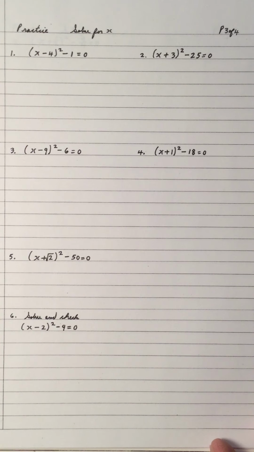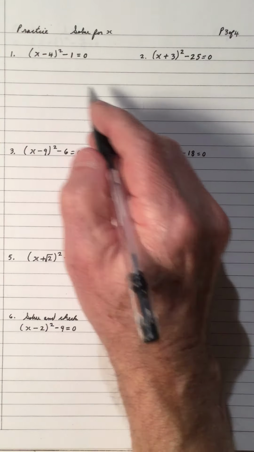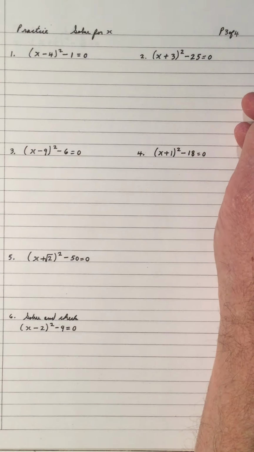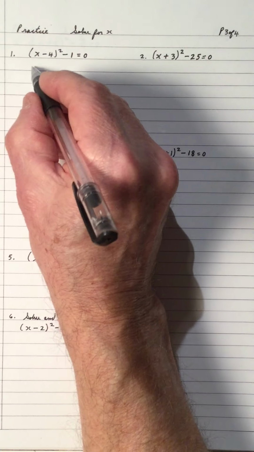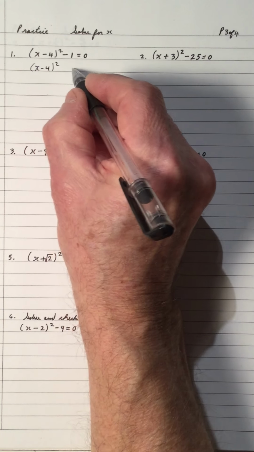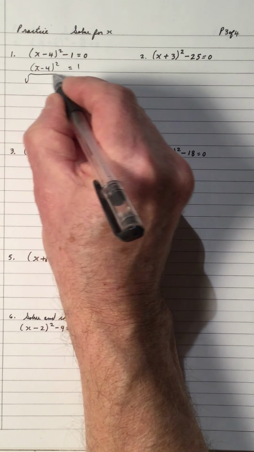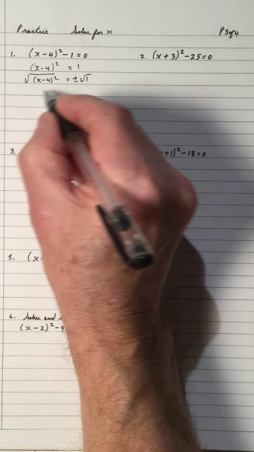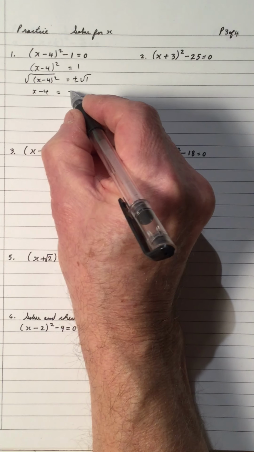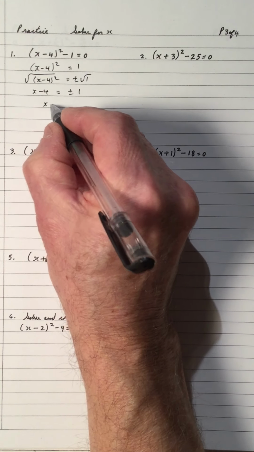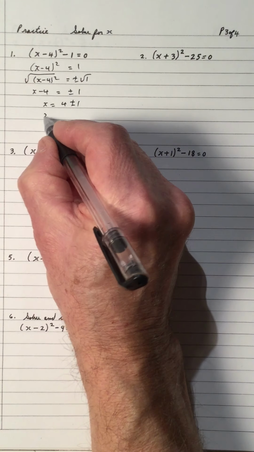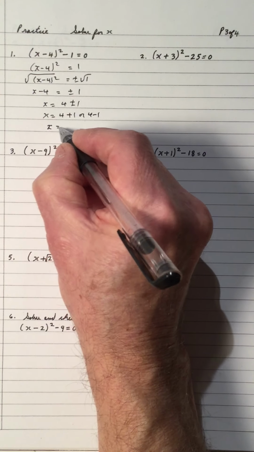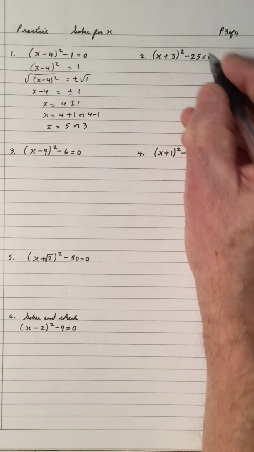And more practice. Practice means giving you a chance to work each one of these out. Pause the video, work one out at a time, and press play for each one to see if you got it right. So here we go. x minus 4 squared equals 1. The square root of x minus 4 squared equals plus or minus the root of 1. x minus 4 equals plus or minus 1, since the square root of 1 is 1. So x equals 4 plus or minus 1. x is 4 plus 1 or 4 minus 1. x equals 5 or 3.